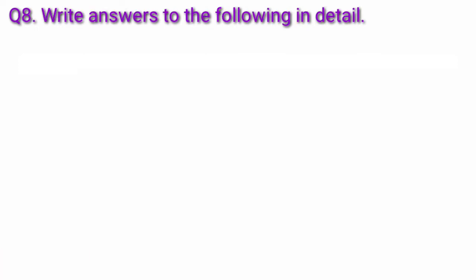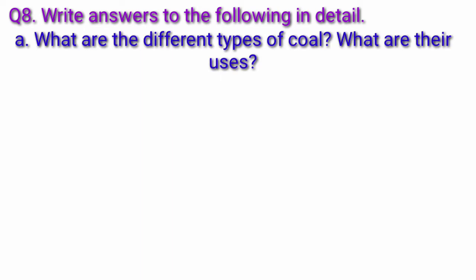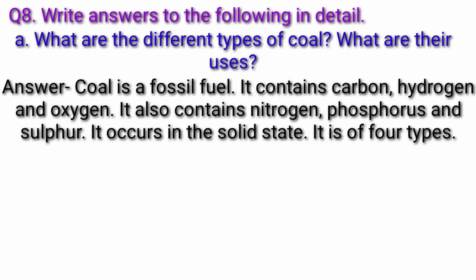Question 8. Write answers to the following in detail. Question A. What are the different types of coal? What are their uses? Answer. Coal is a fossil fuel. It contains carbon, hydrogen, and oxygen. It also contains nitrogen, phosphorus, and sulfur. It occurs in the solid state. It is of four types.